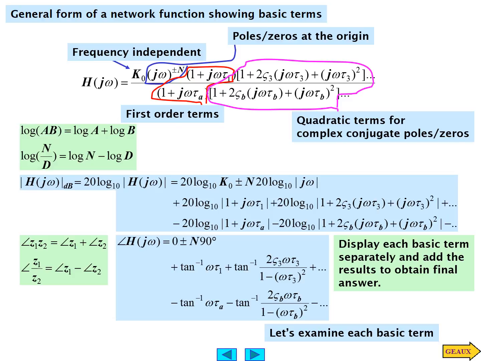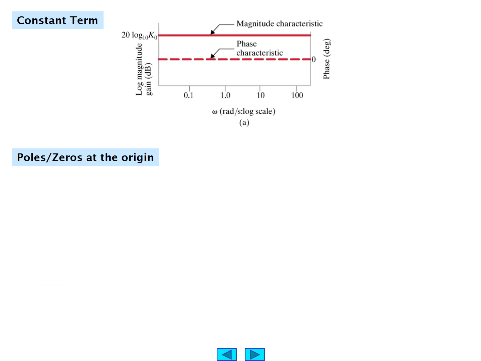Let's examine each basic term then to try to put some understanding to it. So for example, a constant term, 20 log to the base 10 of K0, would have a constant magnitude and a constant phase of 0 degrees.